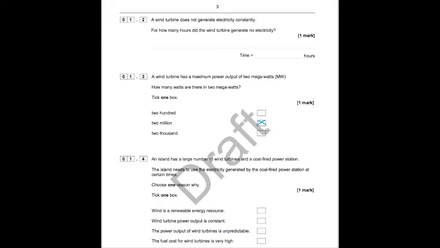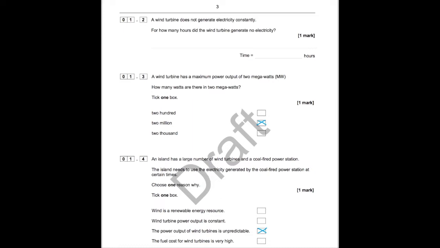An island has a large number of wind turbines and a coal-fired power station. The island needs to use the electricity generated by the coal-fired power station at certain times. Choose one reason why. Wind is a renewable energy resource. Wind turbine power output is constant. No, it's not. The power output of wind turbines is unpredictable. Yes. If you relied solely on wind, well, what if it's not windy? You'll have no power. The fuel cost for wind turbines is very high.